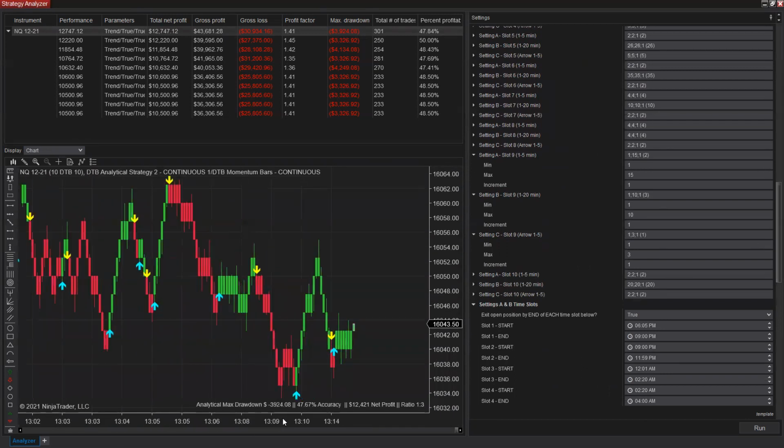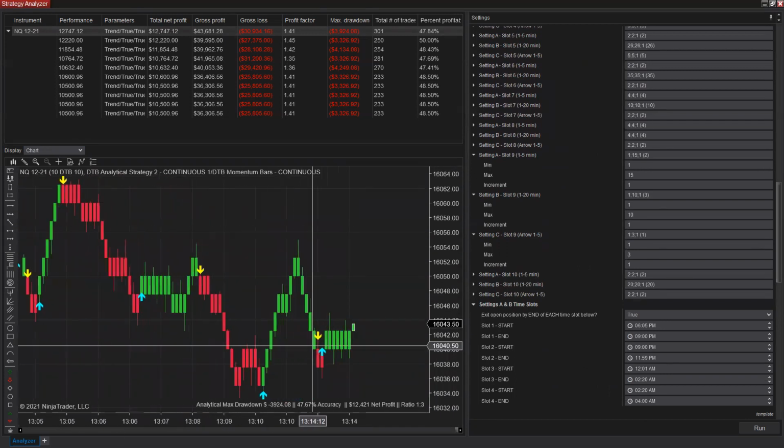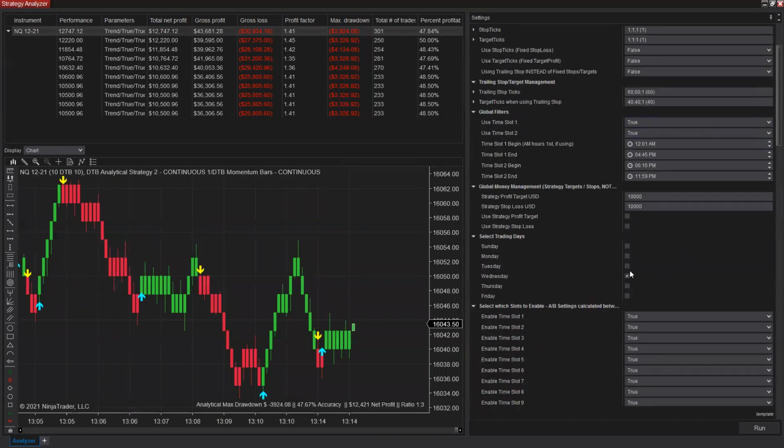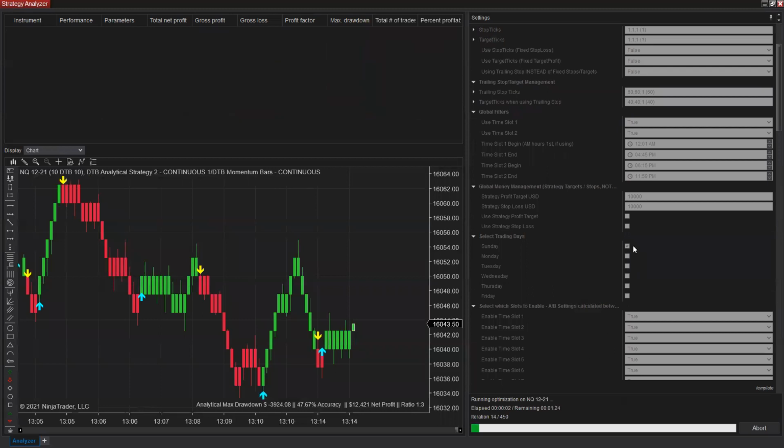So if you're running optimizations up until current price and you are trading today's data, as an example, if I just choose Sunday, what that's going to do is optimize all the data for a Sunday. And because we are now on Sunday's time, it's going to optimize.